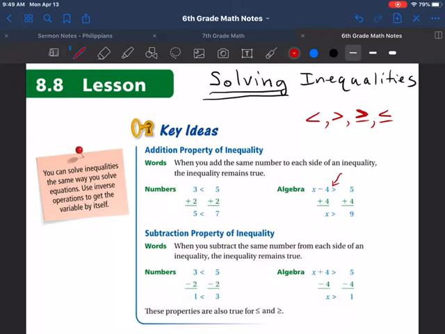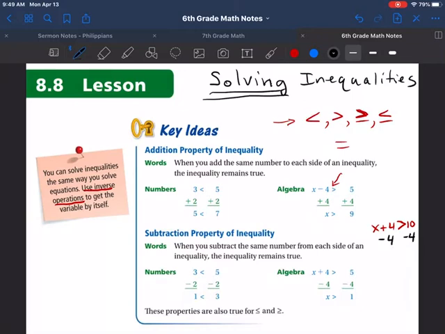So the good news is you already know how to do these. The only difference is instead of an equal sign, you're going to have one of these, okay? Otherwise, we're still going to use the inverse operation. So the inverse operation of, say, x plus 4 greater than 10. Again, we need to get the x by itself like we do with solving an equation. But in this case, we're just going to have a greater than symbol.